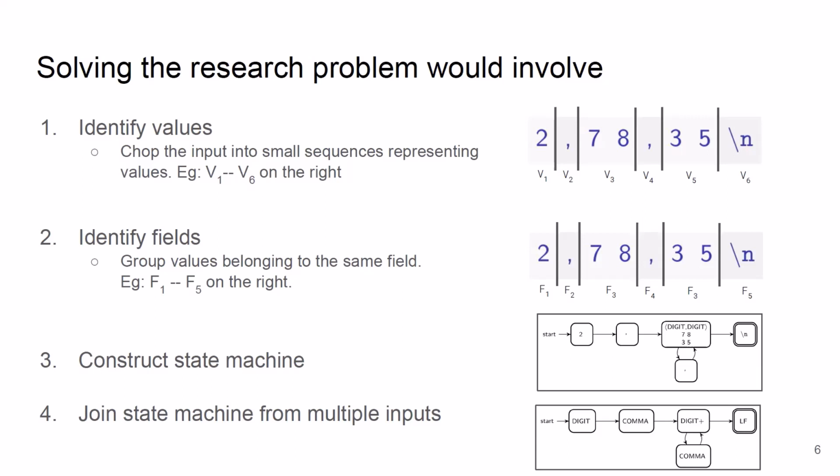And using the identified values and fields, the next step would involve constructing a state machine where each node in the state machine represents a field. If there are multiple values for a field, we need to generalize them to create a regular expression token. And if you have multiple inputs to the same program, how do we join different state machines to create a unified state machine? That's another challenge.